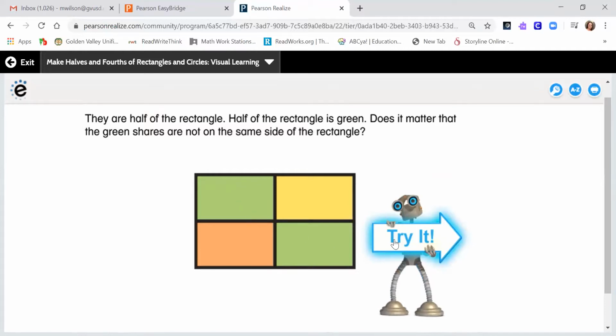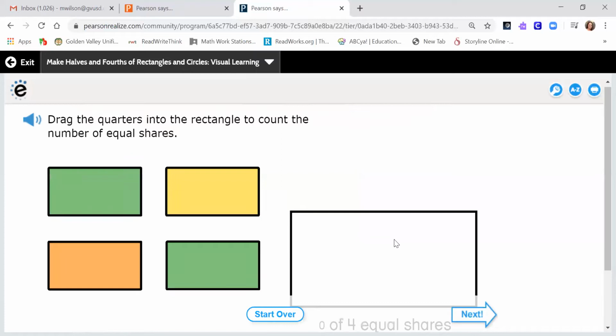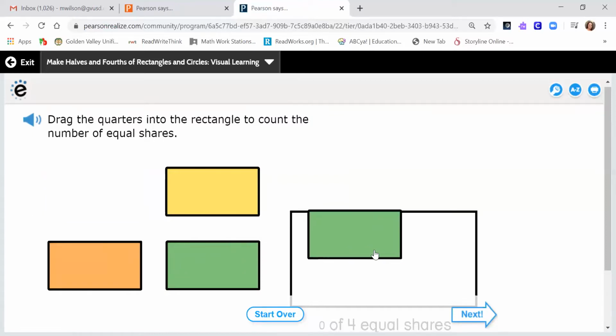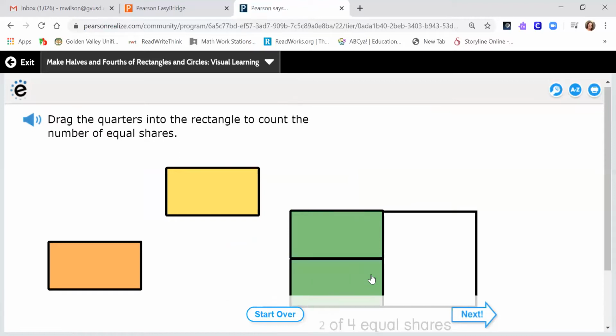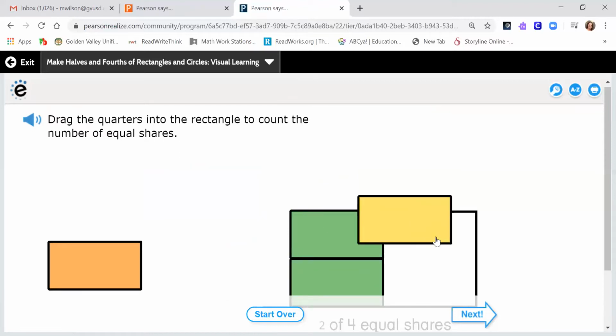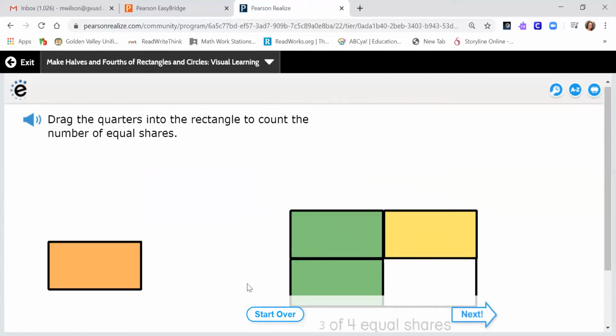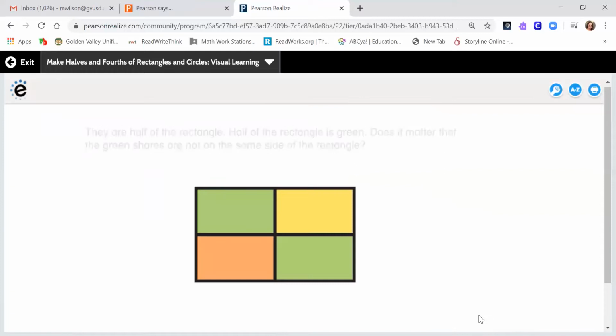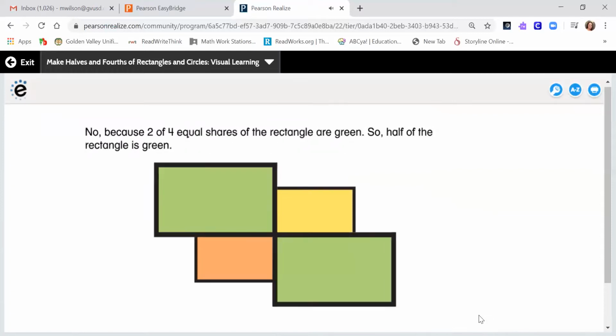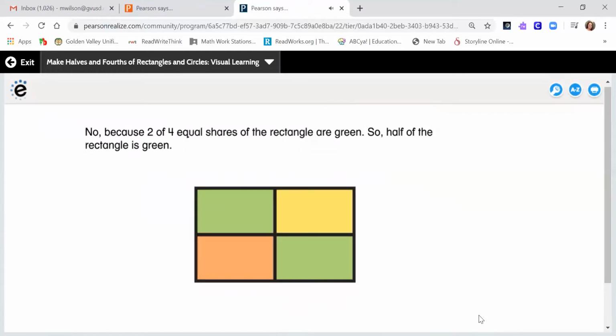Let's click try it. So here I'm going to drag these quarters into the triangle to count the number of equal shares. So we have the green, and this time I'll put them next to each other. 2, 3 equal shares, and 4 equal shares. No, because 2 of 4 equal shares of the rectangle are green. So half of the rectangle is green.